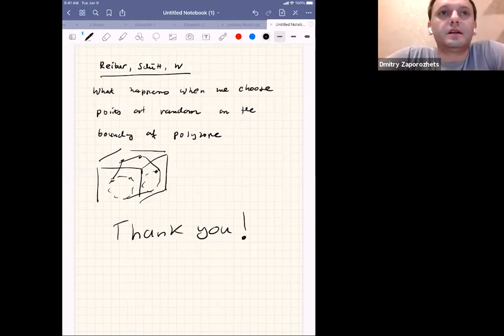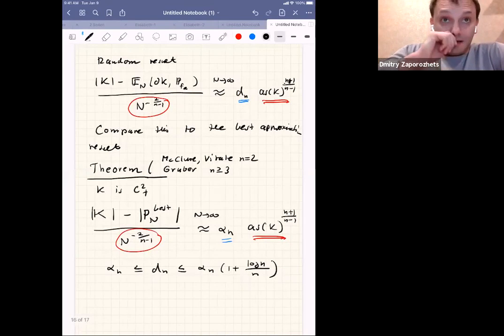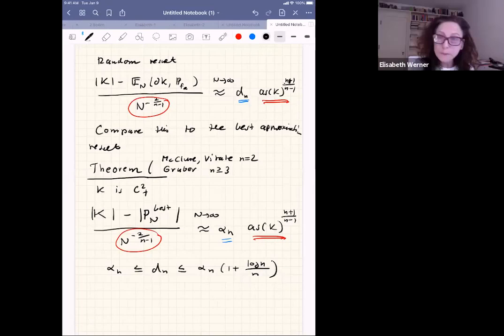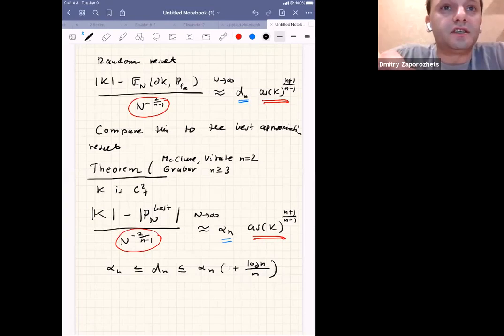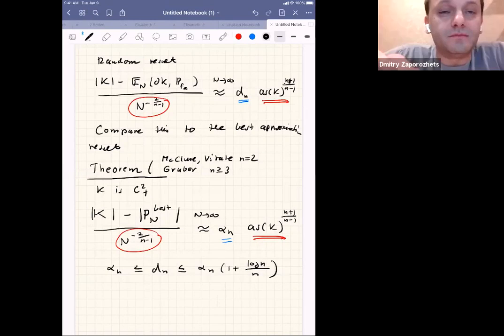I have a question on the previous page, please. Yes, you said that dn we know, yes? So it's some specific constant, dn, right? And it is very surprising that in such a very general situation, this best approximation due to Gruber, it is possible to estimate alpha n with such big precision, since you know dn, right?